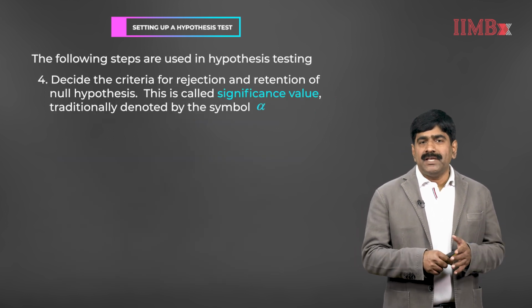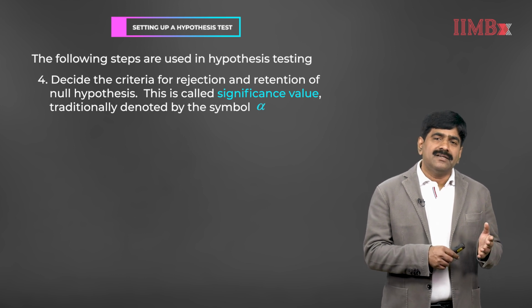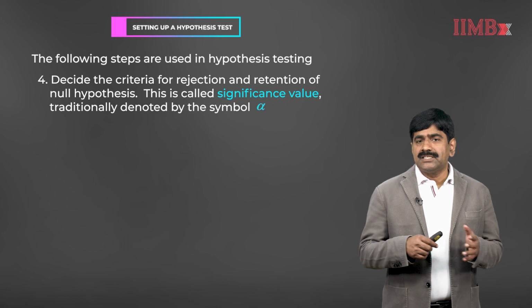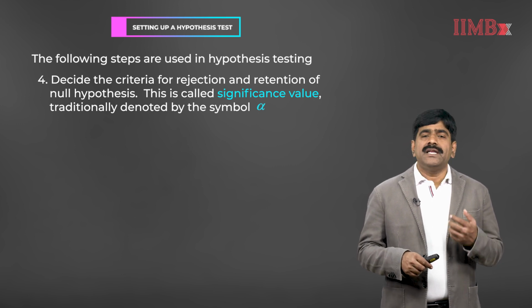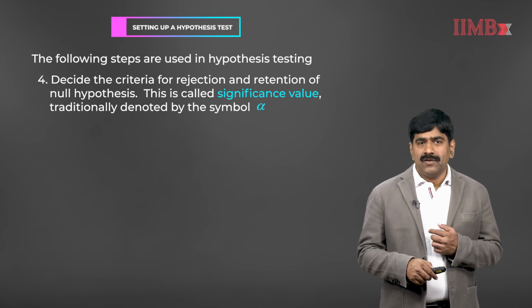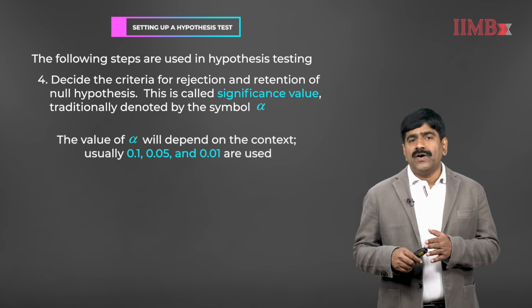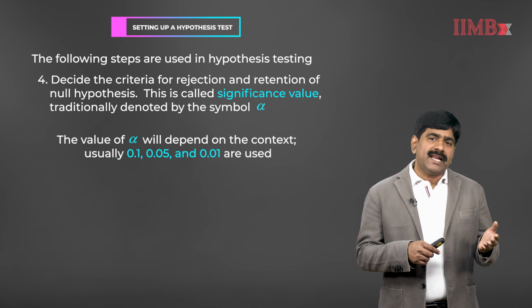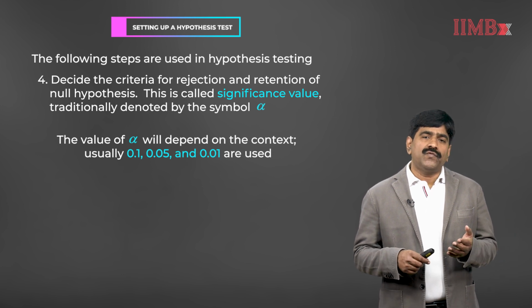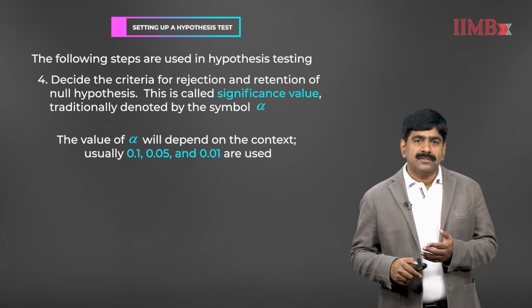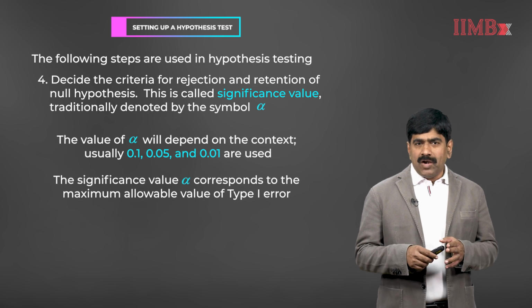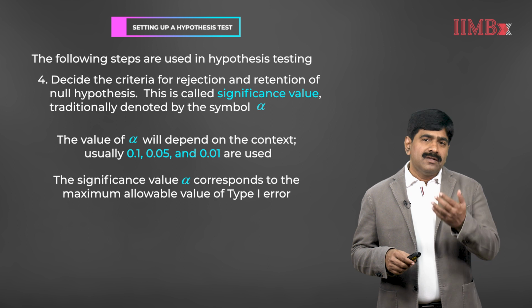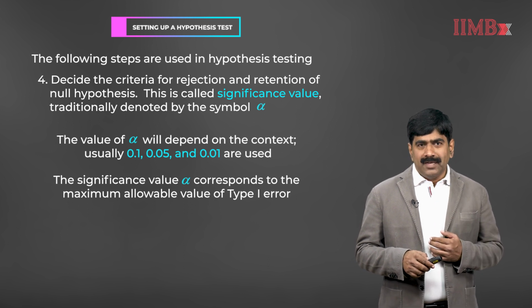The fourth step is to decide the criteria for rejection and retention of null hypothesis. This is called significance value, traditionally denoted using the symbol alpha. The value of alpha will depend on the context. Usually, alpha is taken as 0.1, 0.05 and 0.01. The significance value alpha corresponds to the maximum allowable value of type 1 error. We will discuss type 1 error later.